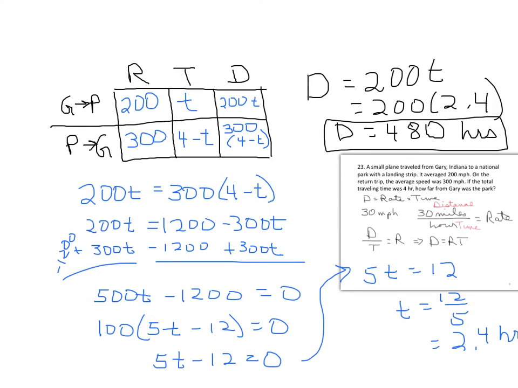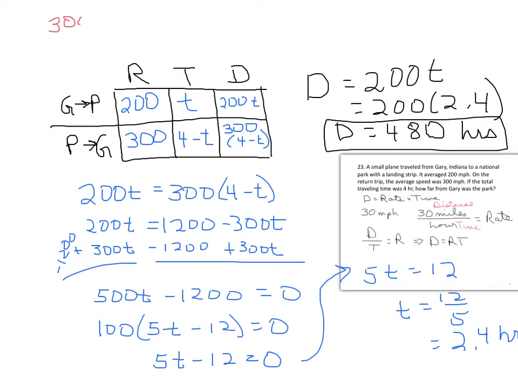Now you can check this because you know that the distance going from Gary, Indiana to the park is the same distance from the park to Gary, Indiana. And you're told here that the distance from the park to Gary, Indiana is 300 times 4 minus t. So ask yourself, if you plug in 2.4 for t, does 300 times 4 minus t equal 480? And if it does, you've done the problem right.